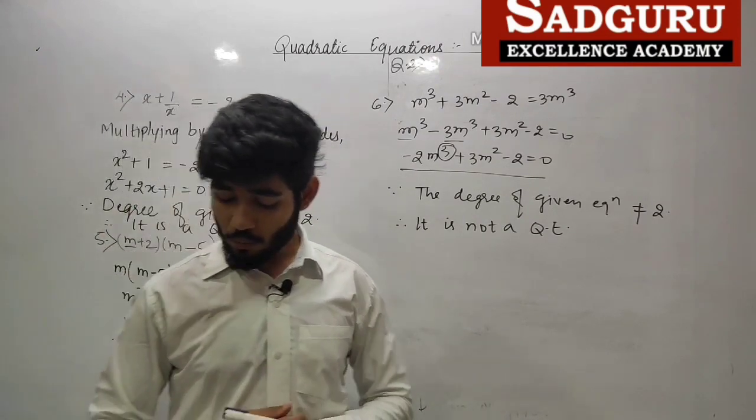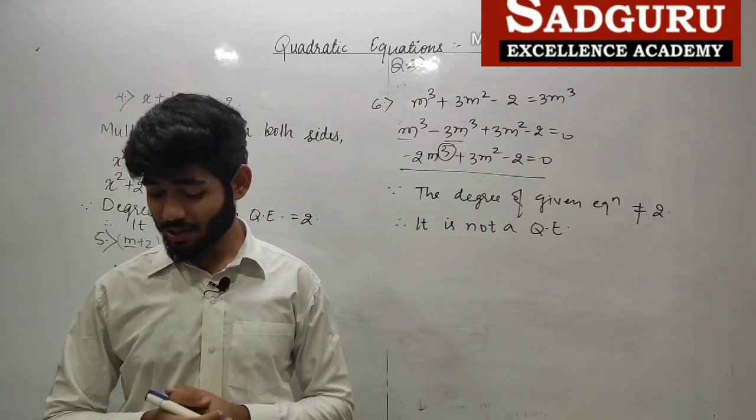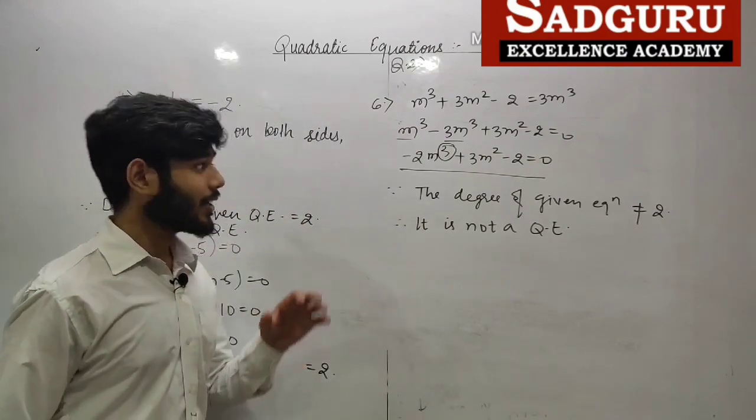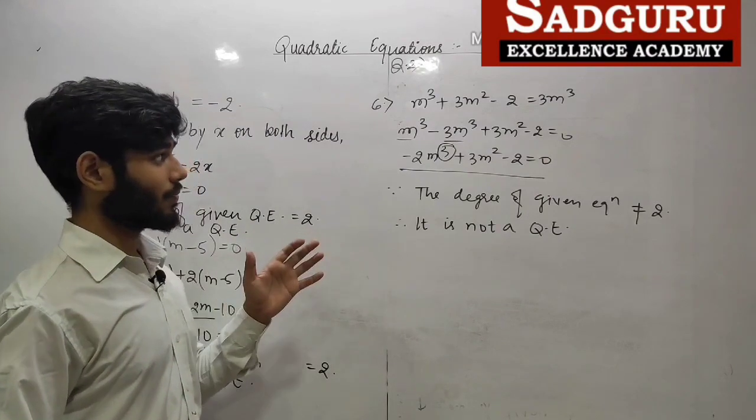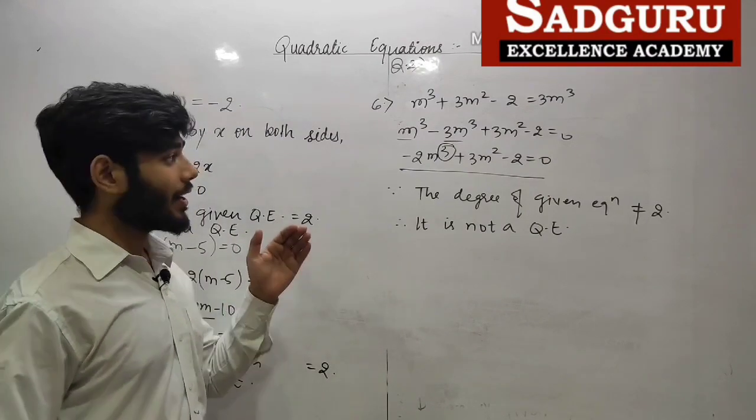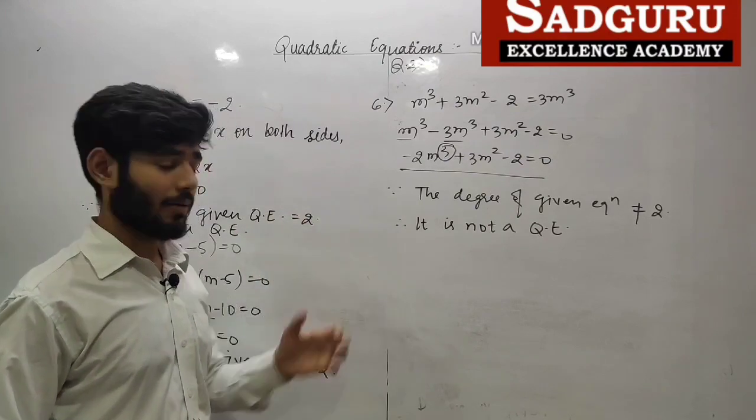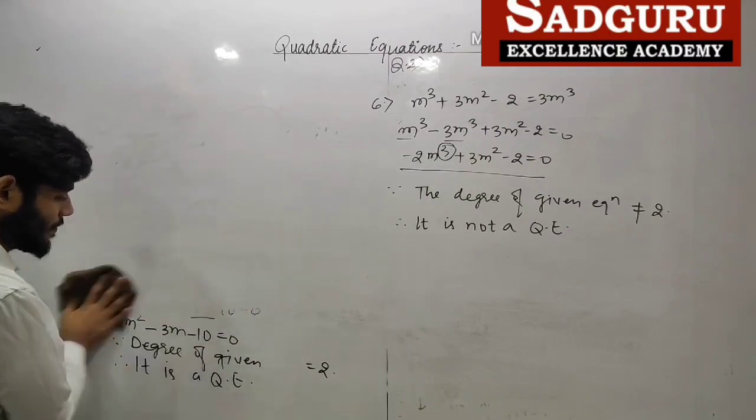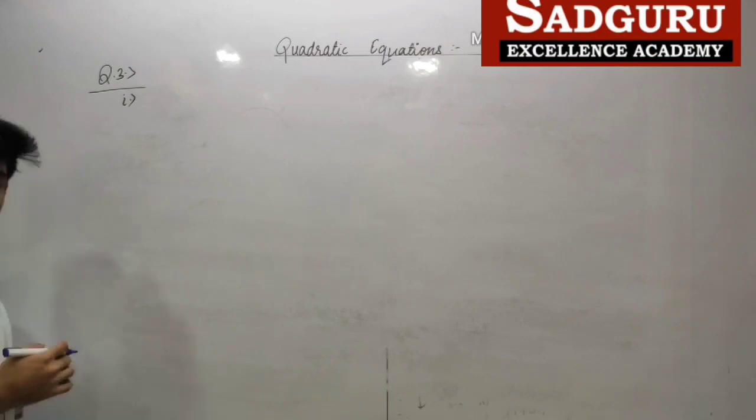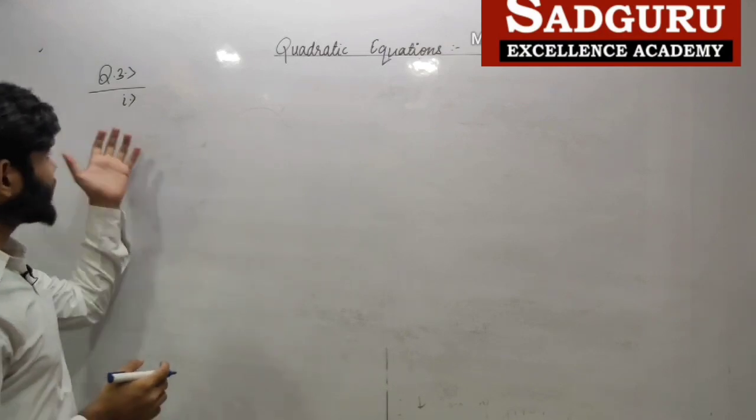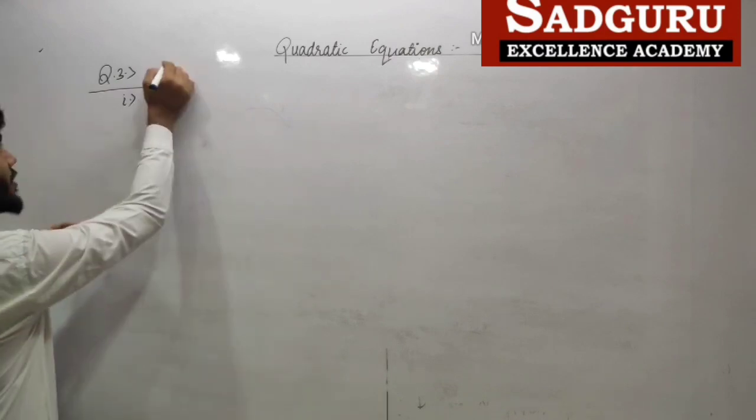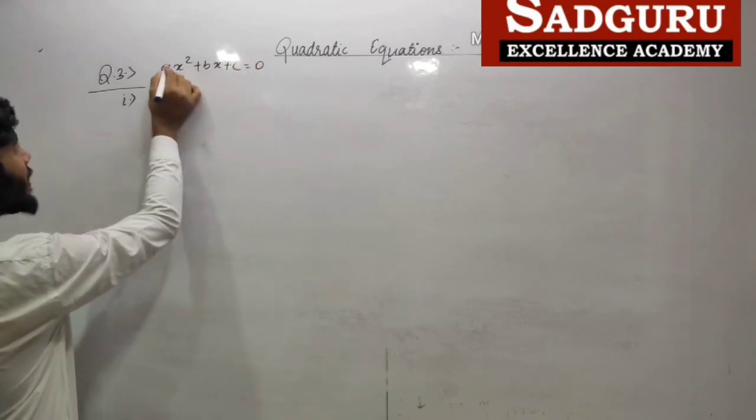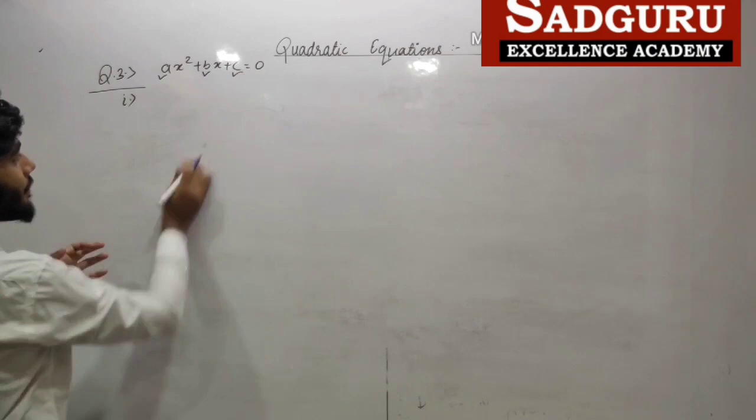The third question says, write the following equation in its general form and write the values of a, b, c for each equation. So what you have to do, you have to write the given equation in the general form. General form is ax square plus bx plus c, and you have to state the values of a, b, c there. So let's do it. So in question 3, we have to write the given equation in the general form, and general form is ax square plus bx plus c equal to 0, and we have to find out the values of a, b and c.